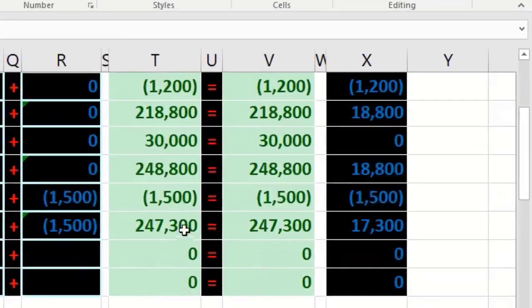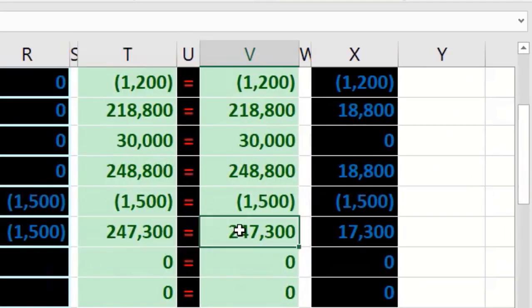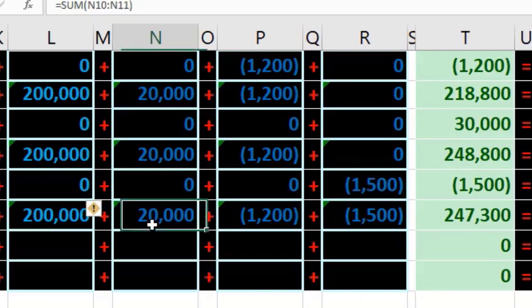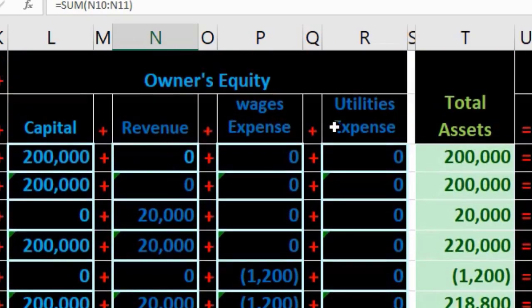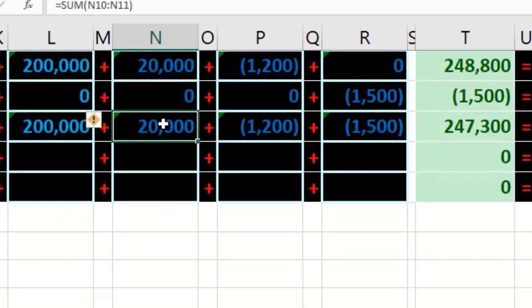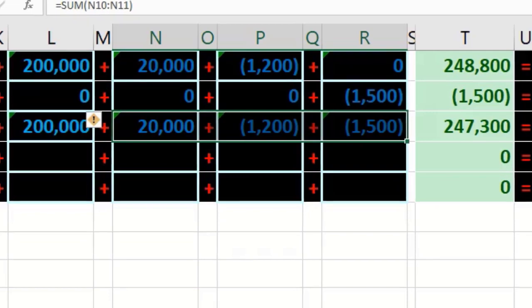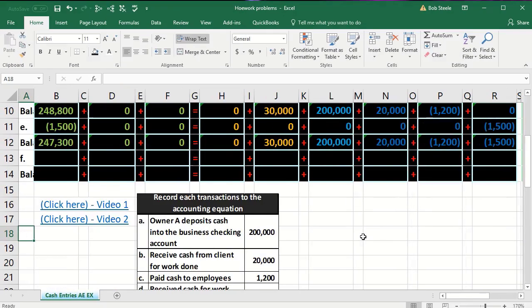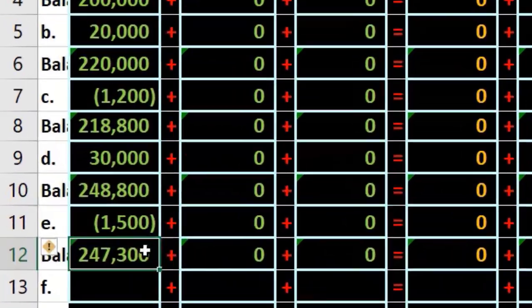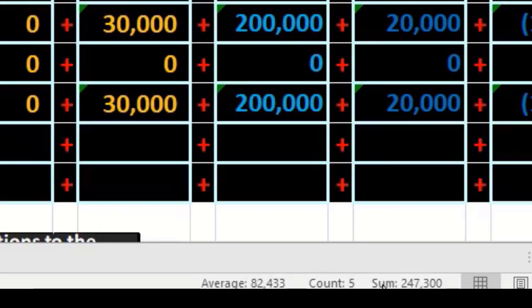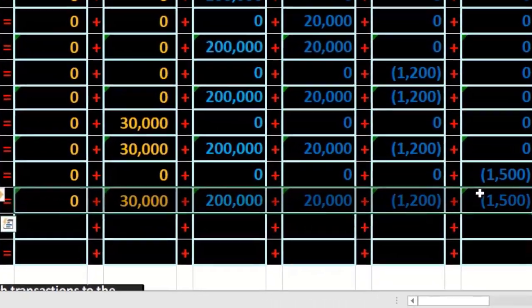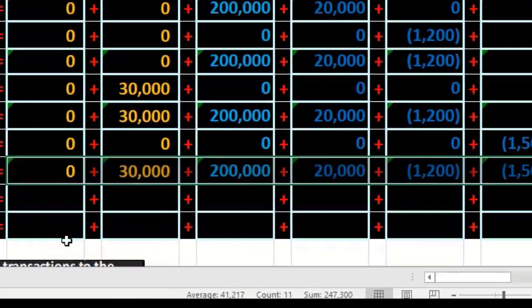If we scroll over here, total assets equals total liabilities plus equity, net income now being calculated at 17,300, which is revenue. This is the revenue account. If we scroll back up, revenue minus the expenses, 17,300. If we want to verify that we are in balance as well, we can highlight the assets. Assets are these items here, 247.3, and we can highlight the liabilities and equity here, 247.3.